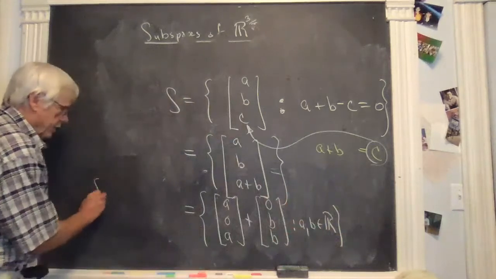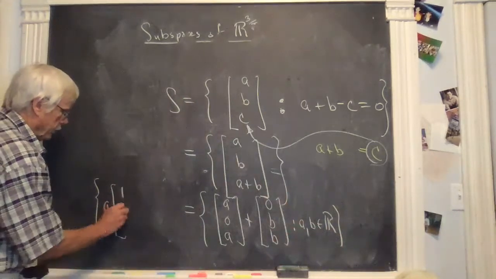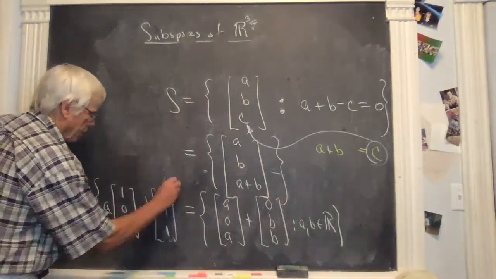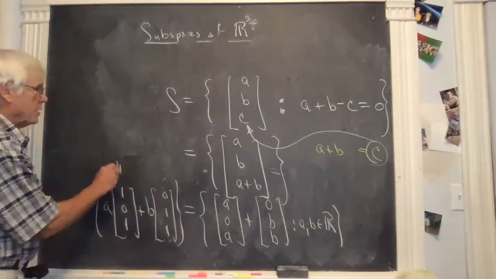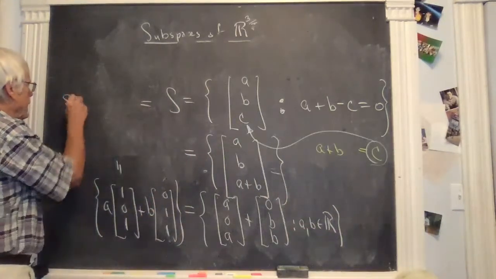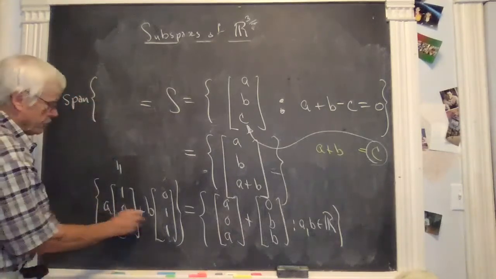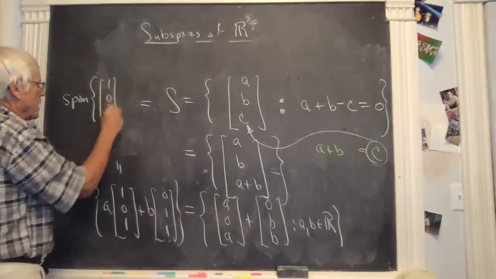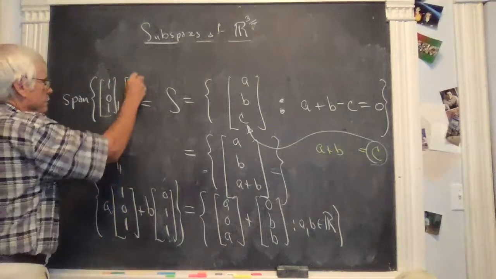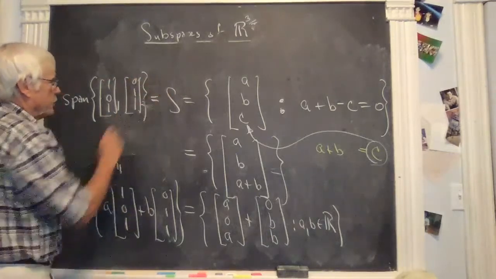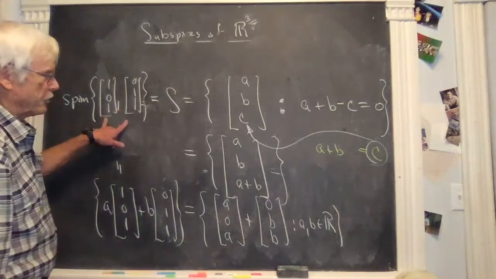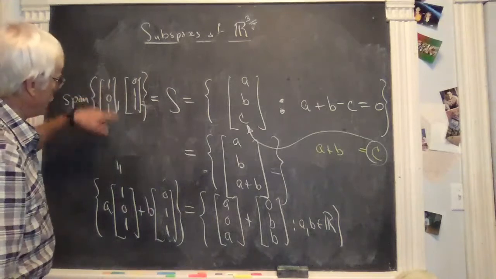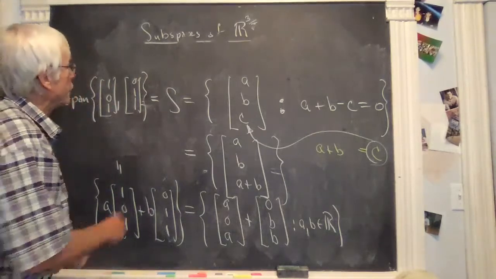And then you can write that as all multiples of 1, 0, 1 plus multiples of 0, 1, 1. A and B are both free. So this is equal to the span, all linear combinations. These are linear combinations, add, multiply by constants, of two vectors, 1, 0, 1 and 0, 1, 1. Is S a subspace? Yes, it is. You can write it as a span. And in fact, these two vectors are linearly independent. So this is a 2D subspace.